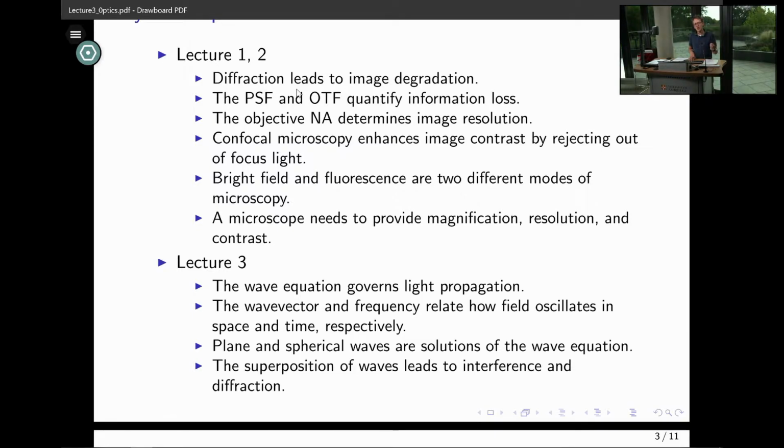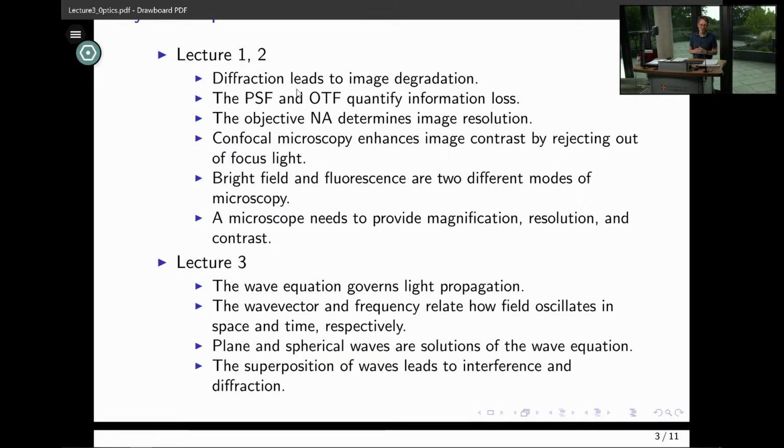Finally, we talked about the numerical aperture, how it determines image resolution. We talked about contrast also being important. If I have a sharp, highly resolved image, that's no good if the image is flooded by out of focus light that I'm not interested in. One of the most important methods is the confocal microscope that enhances image contrast by rejecting out-of-focus light, in fact by the use of a pinhole. We saw that the trade-off is that what we gain in contrast we lose in imaging speed, because now we are restricted to imaging only a point at any one time.